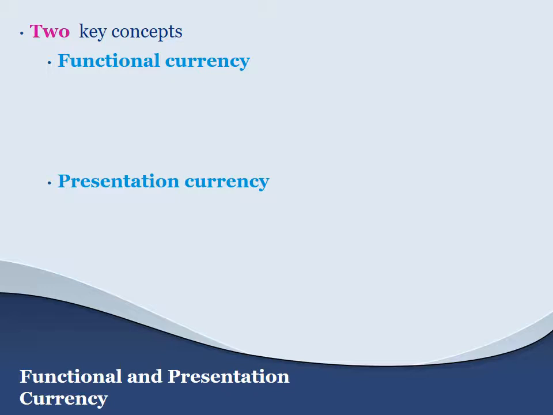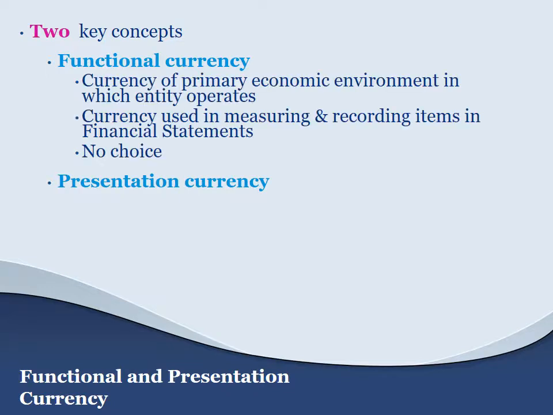IAS 21 deals with two key concepts right from the onset. It defines functional currency and it defines the presentation currency. Functional currency is the currency of the primary economic environment in which the organization operates. It's the currency that an organization will use in measuring and recording the various transactions that it undertakes when it puts them into its financial statements. Now with functional currency, there's literally no choice that an organization can make to use a currency that is different from the currency in which all these transactions are recorded.